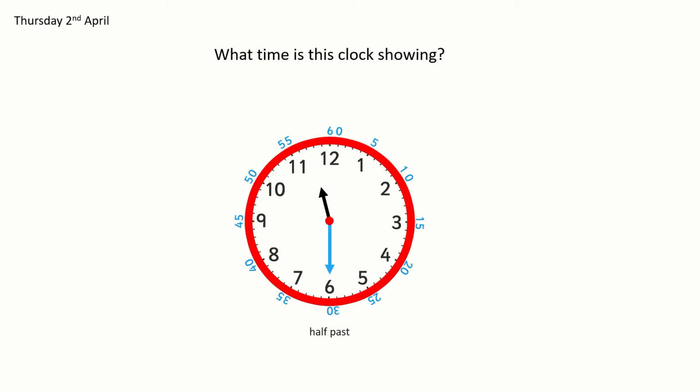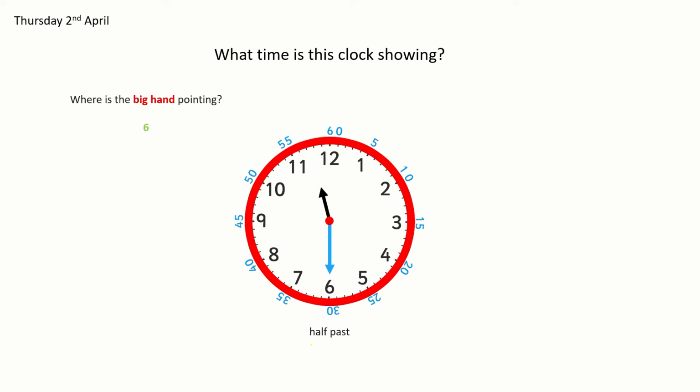Now, this one, what's this time? What time is this clock showing? Well, the small hand is between the 11 and the 12, and the big hand is on the half past. Is it half past 11, or is it half past 12, or is it half past 10? Well, it's obviously started at the 11 o'clock, and it's gone round to the half past. Hopefully you're showing this on a real clock as well. It must be half past 11. Not 12 o'clock yet.